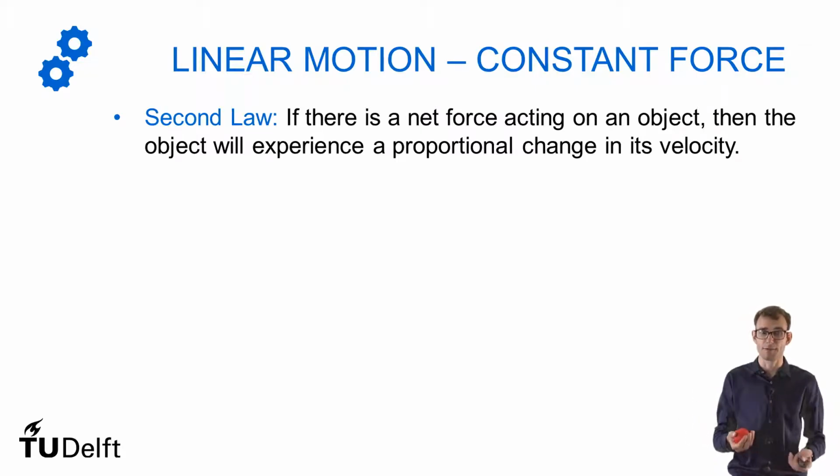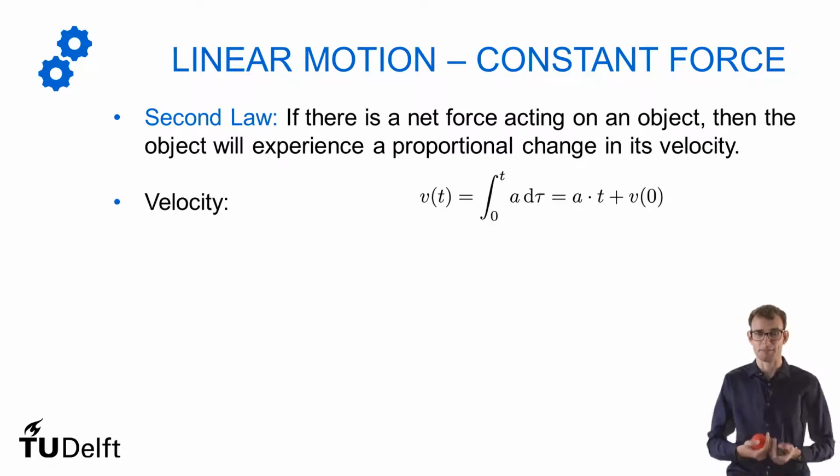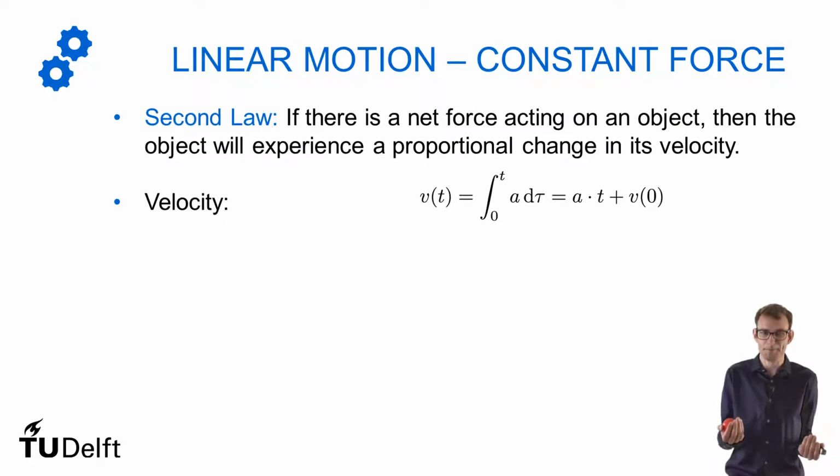And so we can find the velocity by integrating the acceleration. That's the same integral, just the symbols changed. Right? So the solution is also the same. The velocity is then the acceleration times time plus whatever the velocity was at time 0.